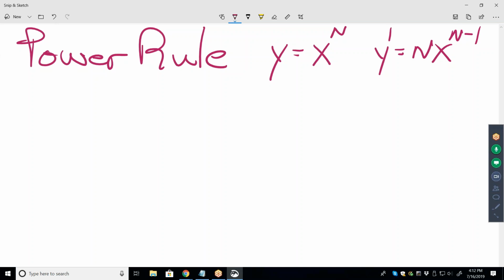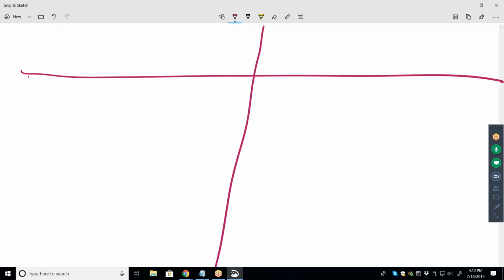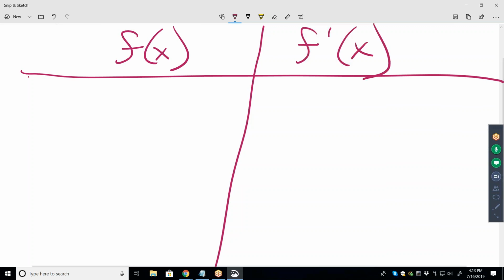Next thing we're going to talk about are derivatives of trig functions. Trig functions are huge in calculus. So let's talk about first derivatives of all of these trig functions. This is f of x. This is f prime of x. Derivative of sine is cosine.